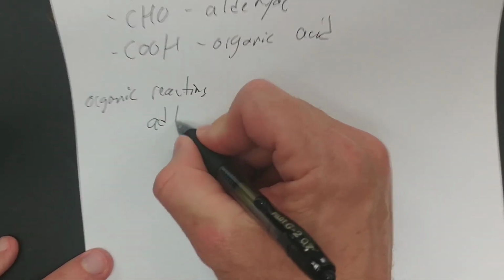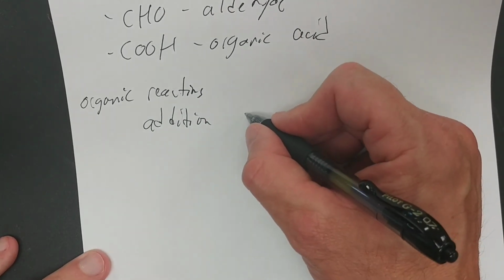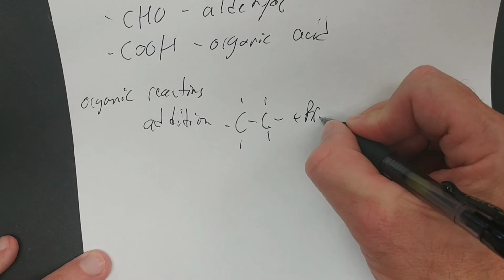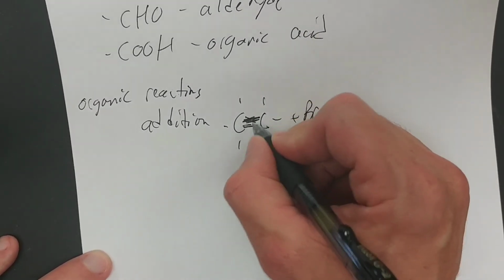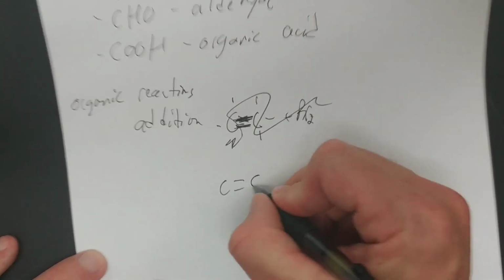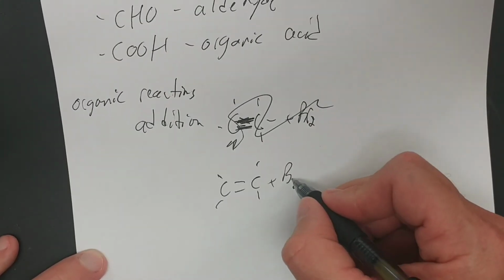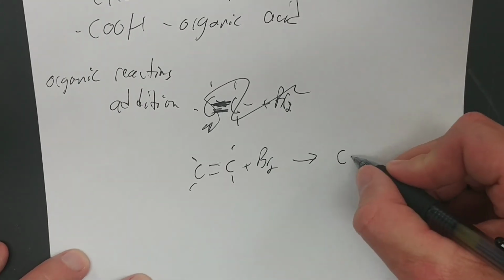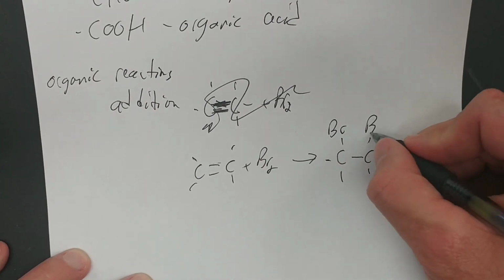Addition. Addition, you have an unsaturated hydrocarbon plus something. And it breaks this bond and adds it in, and you get single bonded carbons with that something.